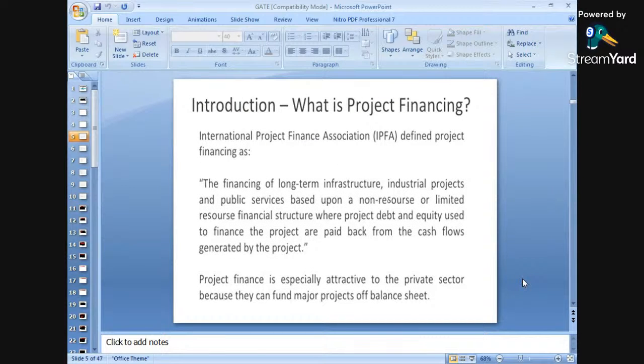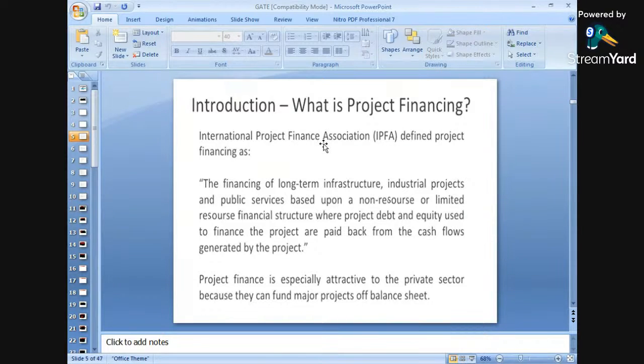Okay? Next is what is project financing, because now we have seen the types of projects, we have seen what is a project, so how can we finance, because the finance part is very, very important. We have to manage the amount required. The finance part is very, very important for carrying out the construction part related with a project. Okay? So what is project financing?